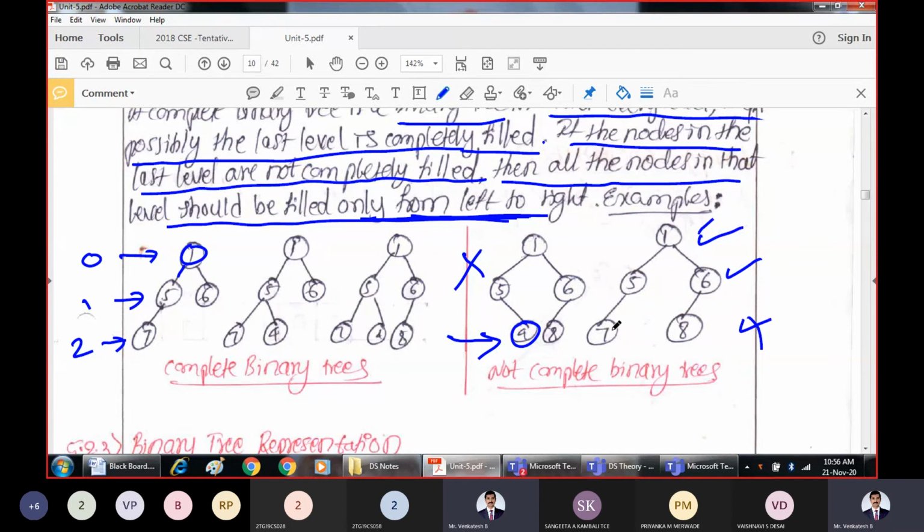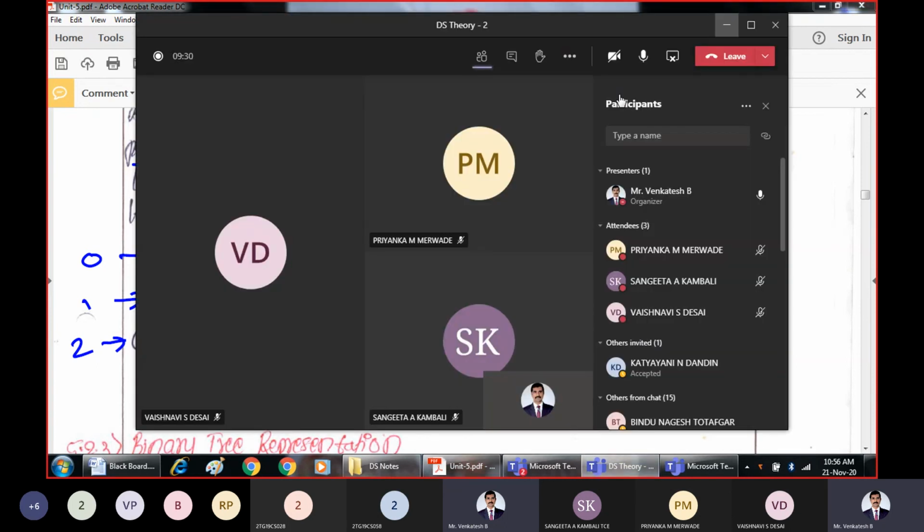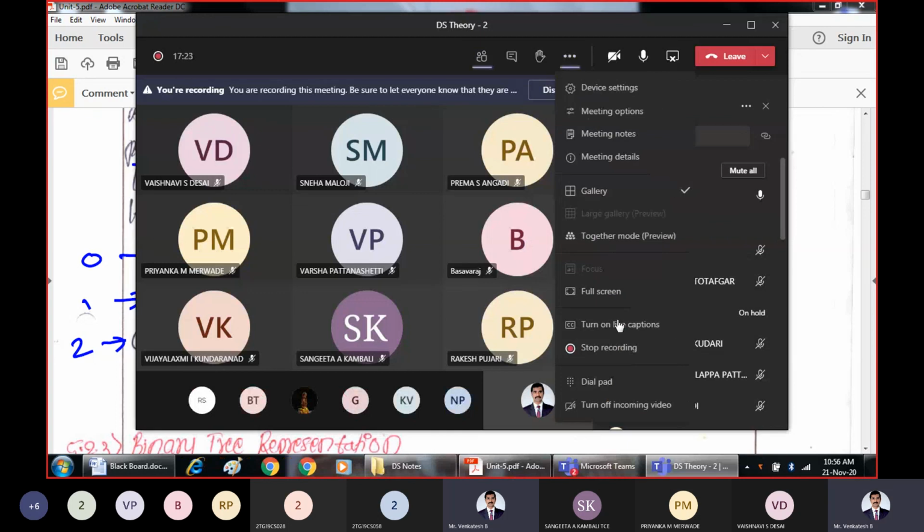To make it a complete binary tree, what changes should we make? You should take a right subtree here and fill it. Now it becomes a complete binary tree. Why? Because the nodes are getting filled from left to right. But if you remove this, it is not a complete binary tree. So these were the 3 types of binary trees.